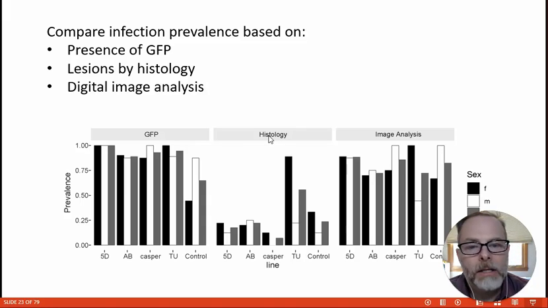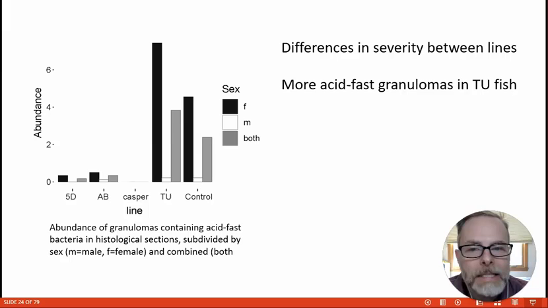We also looked at histology, so tissue sections, and then image analysis, which is a way of taking some of our subjectivity out of the visual evaluation of the severity of infection. And in all these cases, the prevalence is very similar in all the groups. Where we did see differences, kind of like with the antibiotic experiments, is in severity. So prevalence looks pretty similar, but severity was different. Severity was much higher in TU fish.